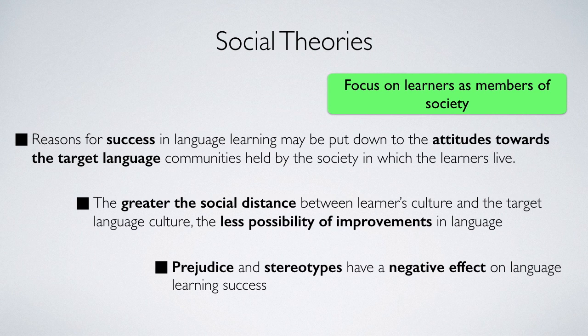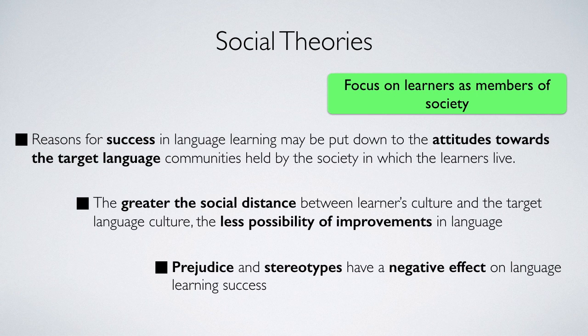Now we move on to the fourth type of second language acquisition theory that we will concentrate on this week. Social theories are different to the previous three, which looked at learners as individuals, because social theories focus on learners as a group. Rather than asking why one particular student is or is not motivated to learn, for example, social theories ask why a group of students is or is not motivated.